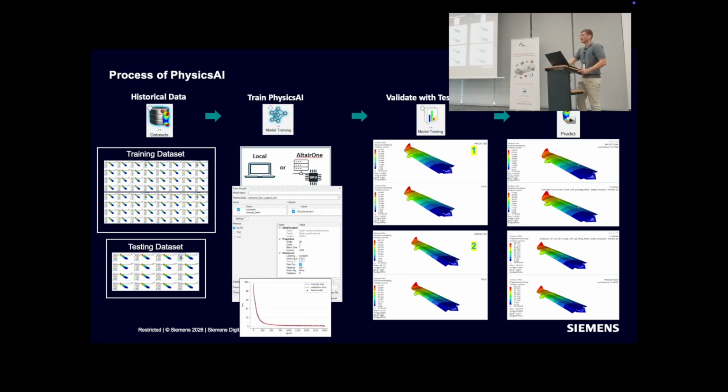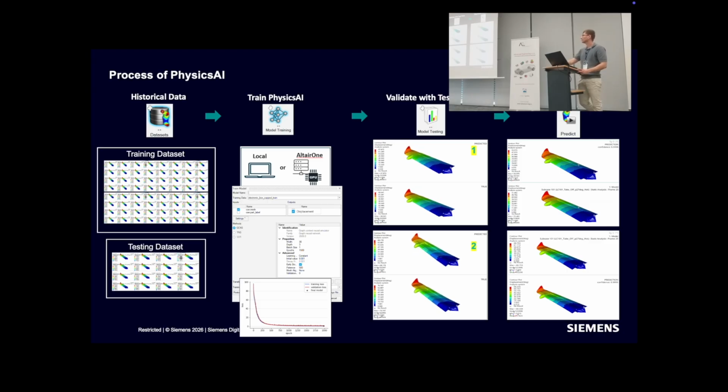Here you can see the standard process of utilizing Physics AI. The first step is to gather our historical data from past simulations. We split this data into two data sets. The first one is the training data set, and the second one is the testing. During the training of Physics AI, only the training data set will be used, and the testing will be left aside.